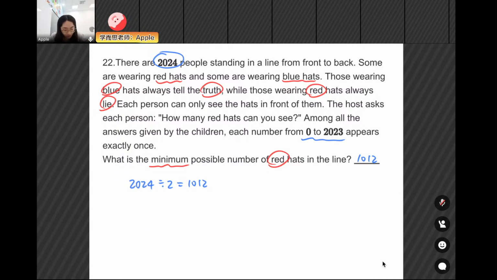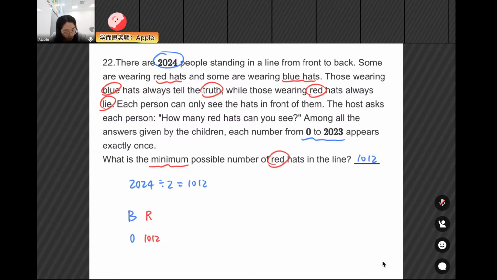Sorry, I used the wrong color. For example, the first one, the blue one, said 0. There's nobody wearing the red hat in front of me. And then the second one is the red one. The red one maybe says, so here I can see 1,012 red hats in front of me. Of course, first liar, right?